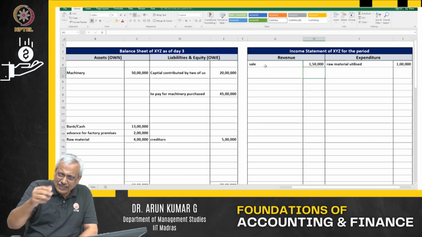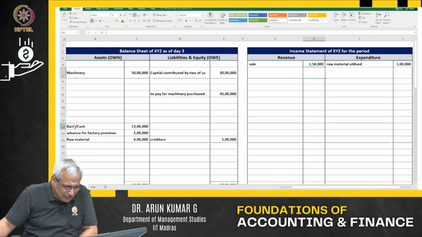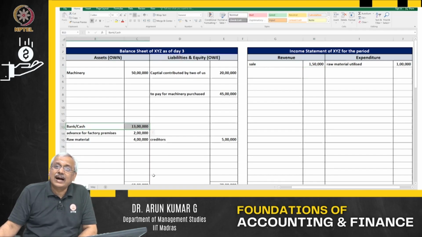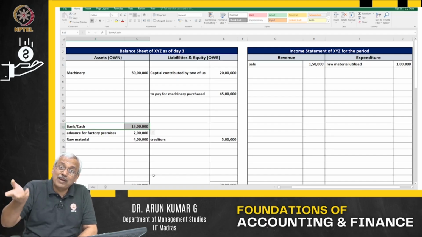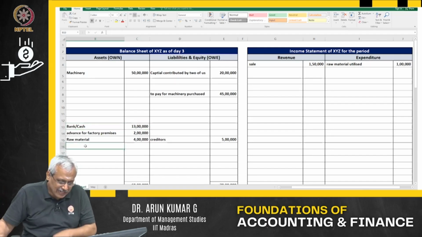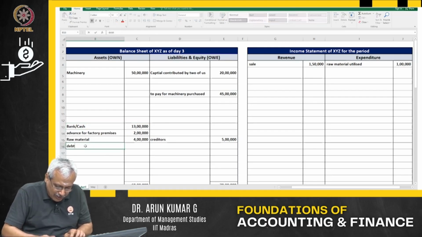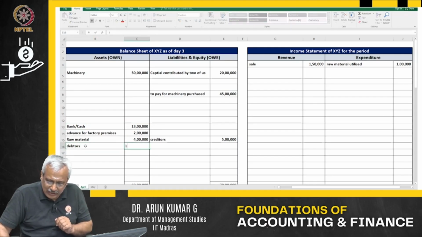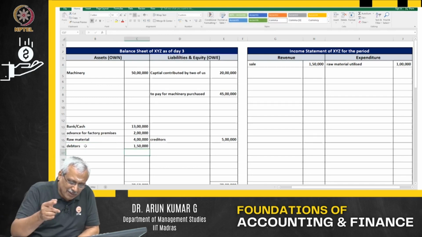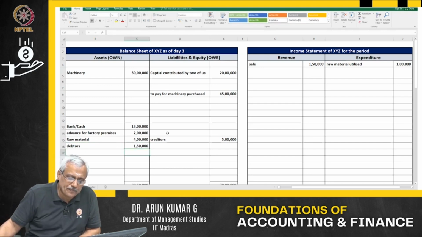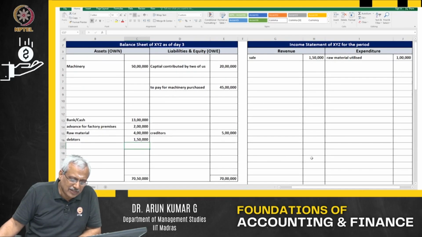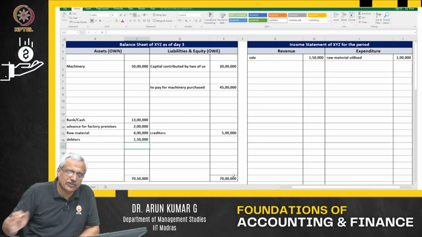But have I got money? If I have got money, my cash balance will increase. I have not received the money, but I am eligible to get it. That is, it is an asset for me. Because my money is with somebody, how much? My money is with somebody for about 1.5 lakhs and I am eligible to get it. So, basically that is what happens here.